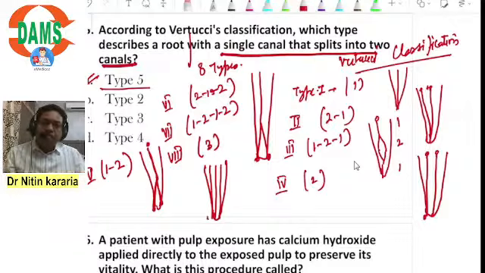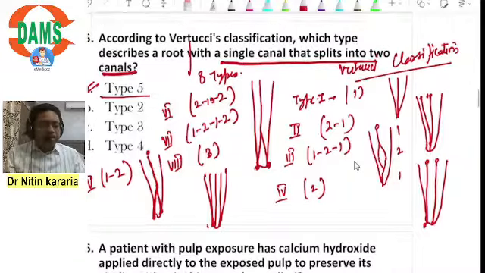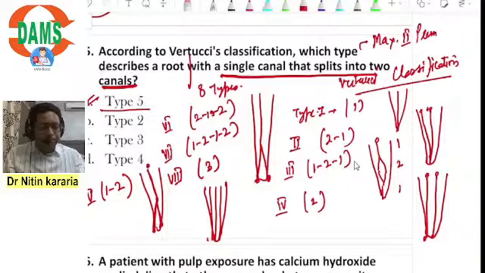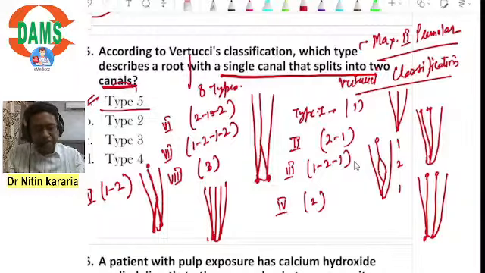So for answering this question, you had to be familiar with the Vertucci's canal configuration, which divides the canal configurations into 8 types. And I have already told in the classes also that the tooth which has shown all the possible Vertucci canal configurations is maxillary second premolar. This is the tooth which shows all the possible 8 canal configurations according to Vertucci. So the answer in the above question would be type 5, 1-2 configuration.